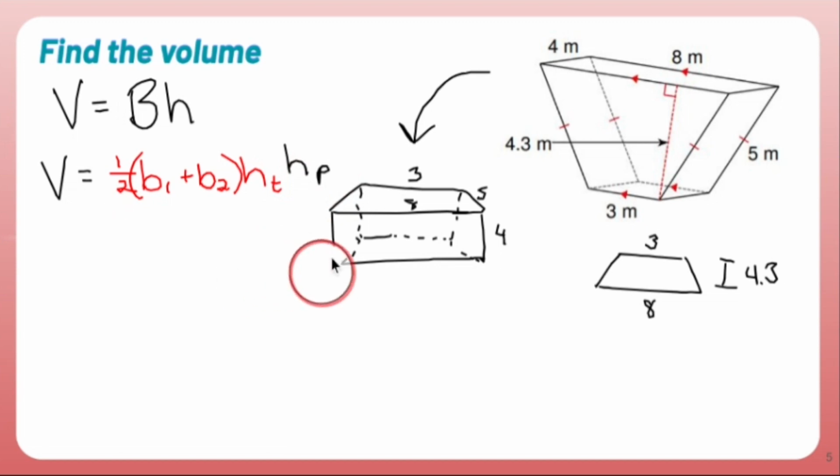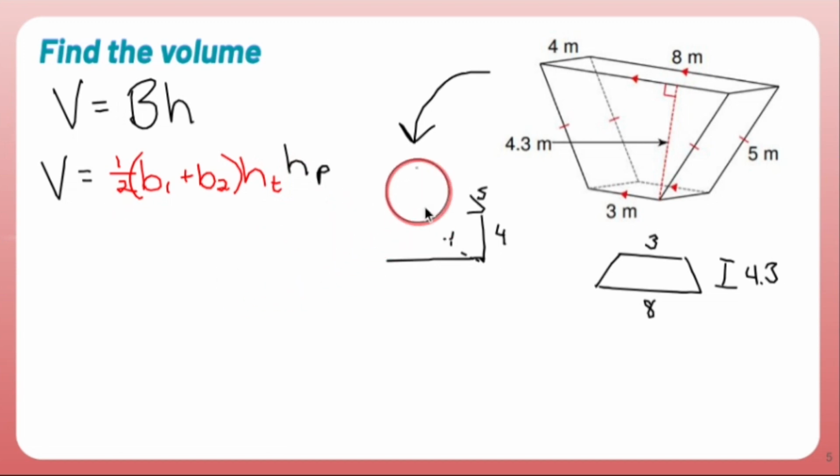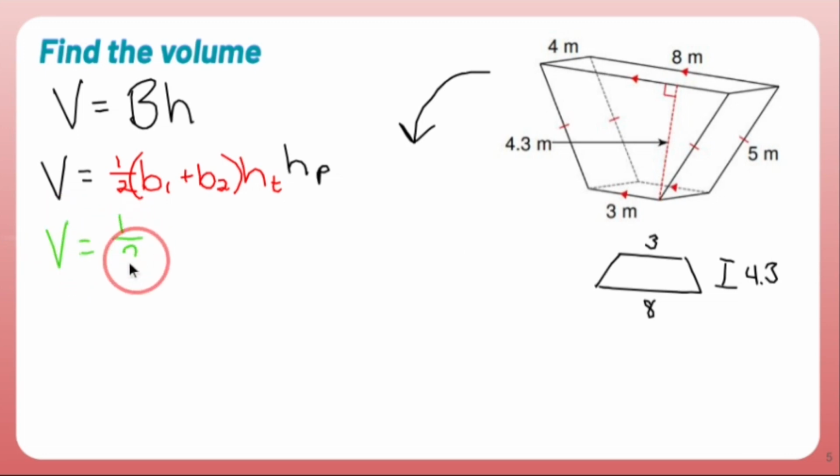Unfortunately, I have to get rid of my terrible drawing. So I just have to remember that when I'm talking about the red here, I'm talking about just the trapezoid. And when I'm going to ask myself for the height of the prism, it's 4, because again, if I were to lay this flat, it would be 4 meters tall. So let's put this all together. V equals 1/2. Now, it doesn't matter which one's which for the bases of the trapezoid. So I'll call base sub 1 3 and base sub 2 8. Again, doesn't really matter. The height of the trapezoid is 4.3.